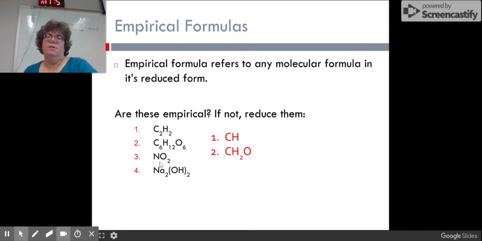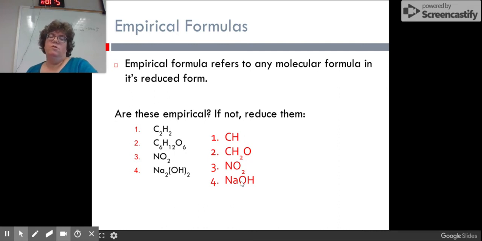Number 3, you can see this is a 1 and a 2. It cannot be reduced any further, so that one actually is an empirical formula as written. Then this last one, I have a 2 and a 2. Both of those are obviously divisible by 2, so I can reduce number 4 to just NaOH by getting rid of those 2's and making them 1's: 1 Na, 1 O, and 1 H. So that's how you create an empirical formula.